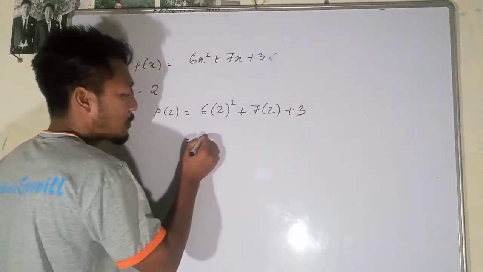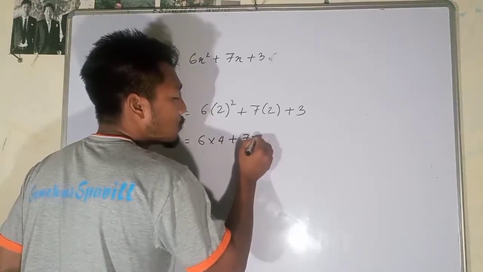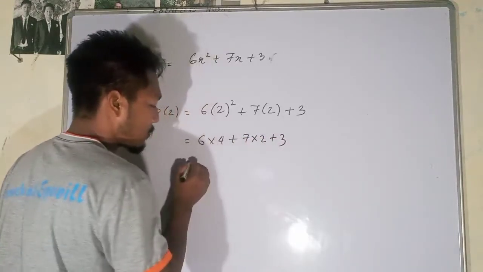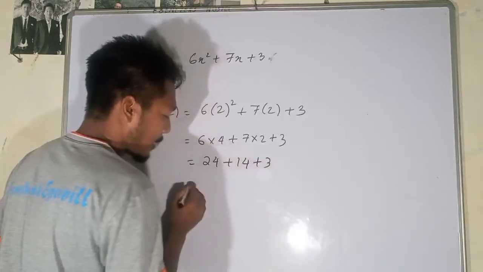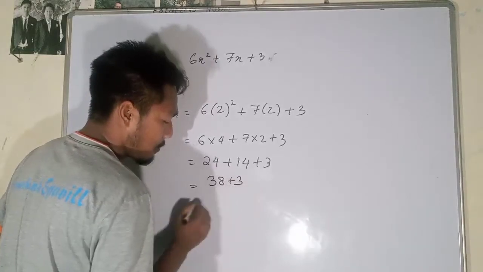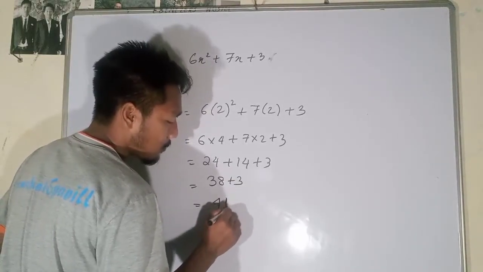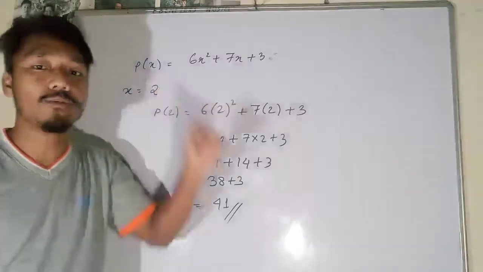So when you put this, 6 into 2 to the 4, and 7 into 2, plus 3. Now calculate: 6 fours are 24, 7 twos are 14, plus 3. Now add up these two, that becomes 38, plus 3. Then its total answer is 41. So this is the value of the polynomial when x is equal to 2.